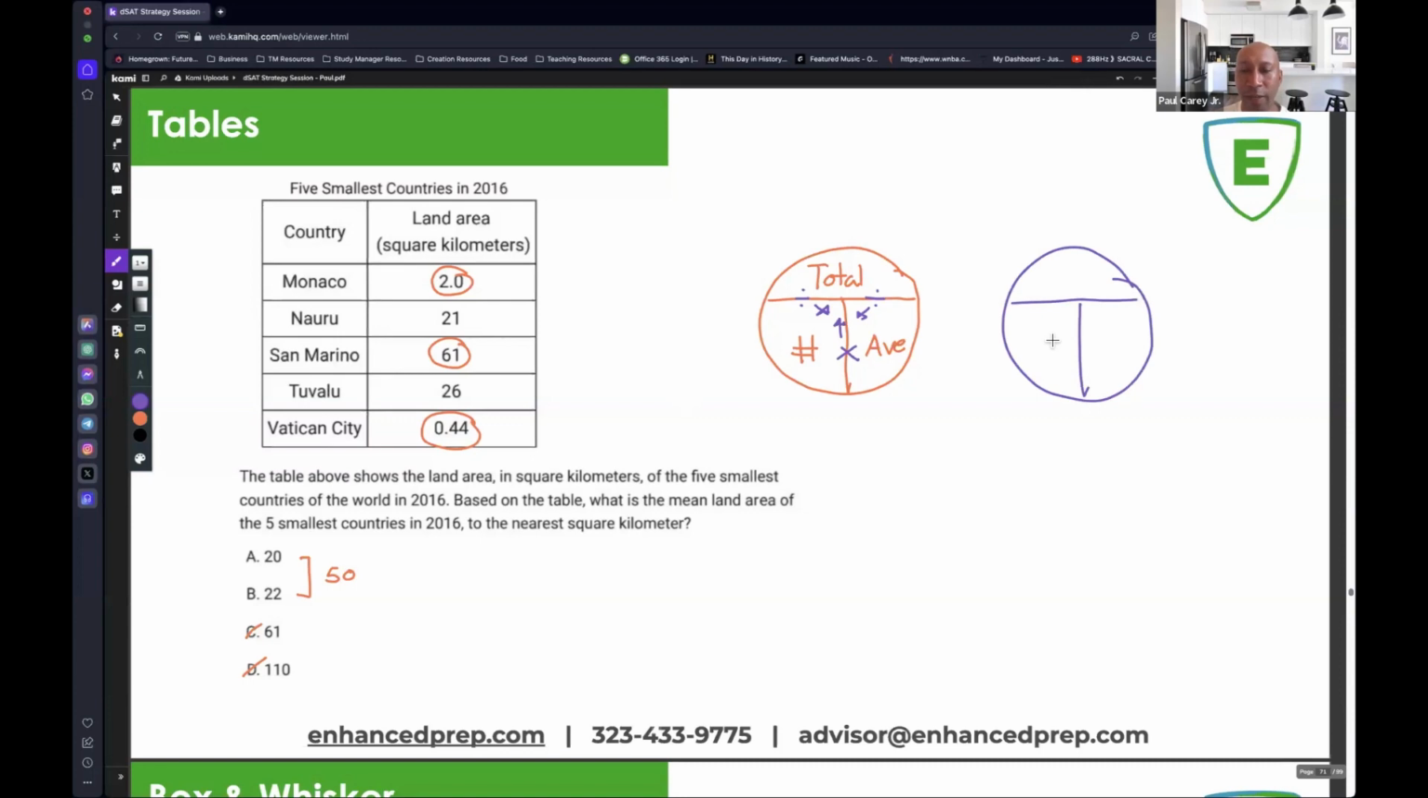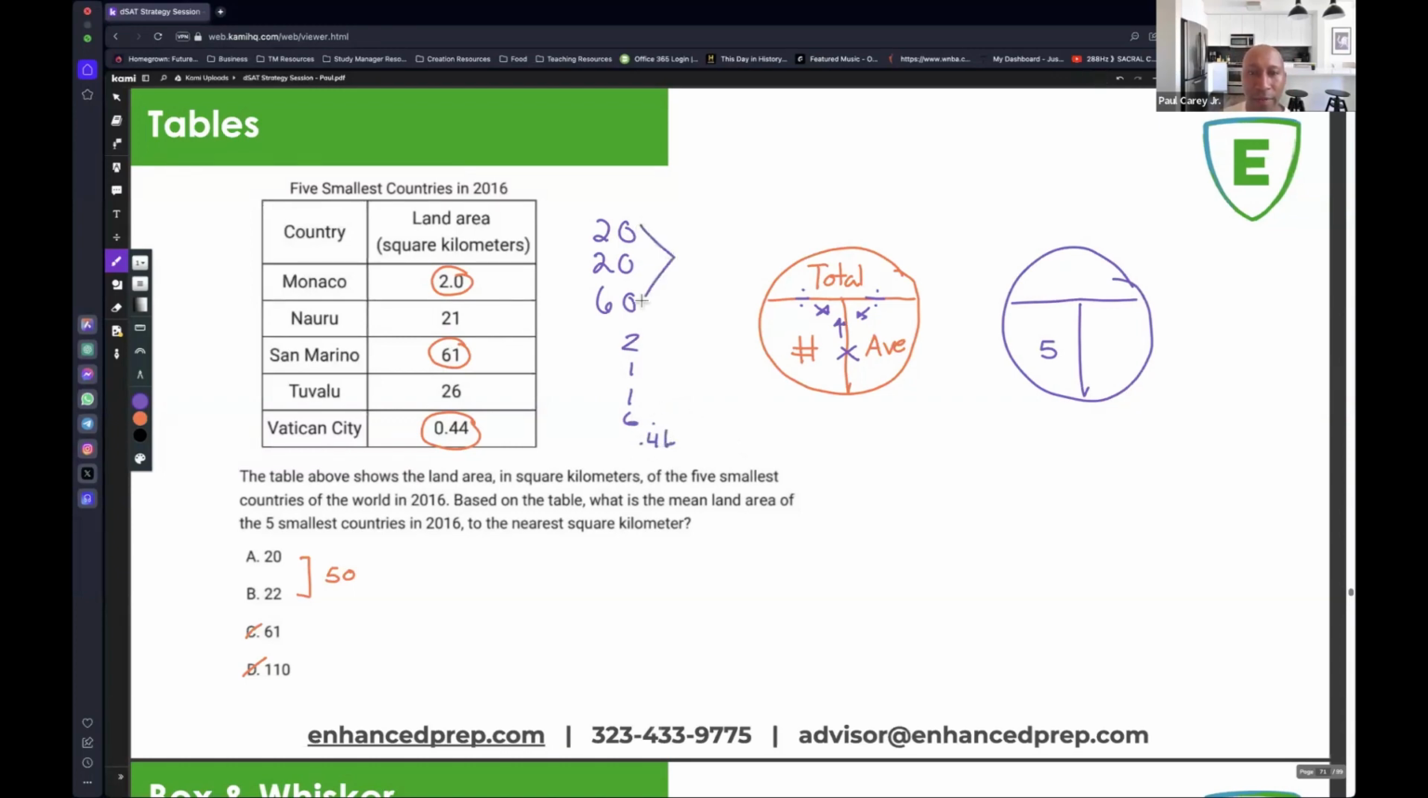We'd have our number of things, which is going to be 5. We add up our values. One of the other cool tricks that I do is I will break them up into tens. So I basically say they have 20 plus 20 plus 60, plus, okay, that's that part. And then we'd also have plus 2, plus 1, plus another 1, plus 6. And then we have plus 0.44, right?